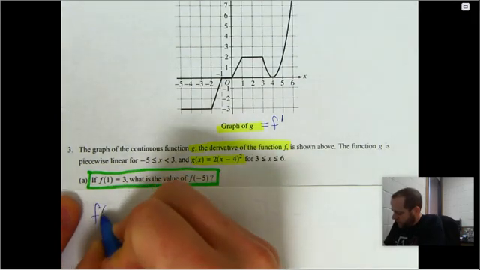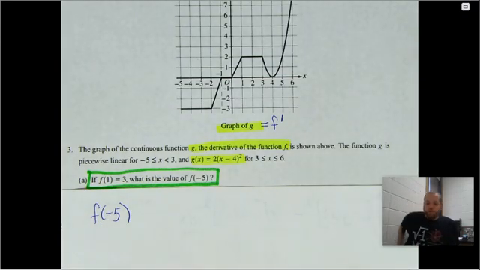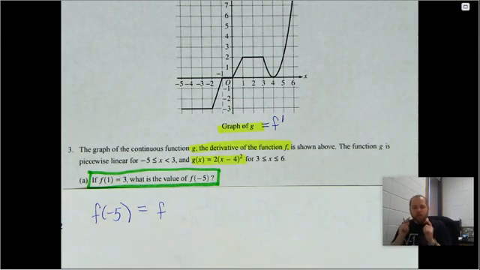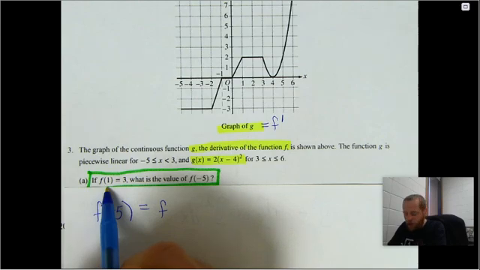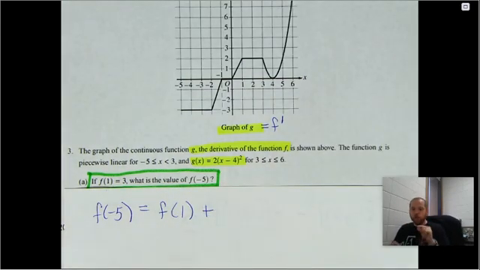So f of negative 5, that's the final value. It's going to be the initial value. Now, the initial value, all we can really base it on is a value that they give us. And they gave us f of 1. So I'm going to say it's f of 1 plus the total change over that interval.